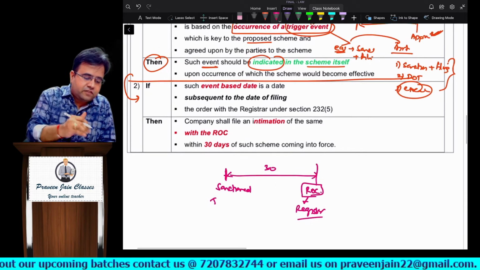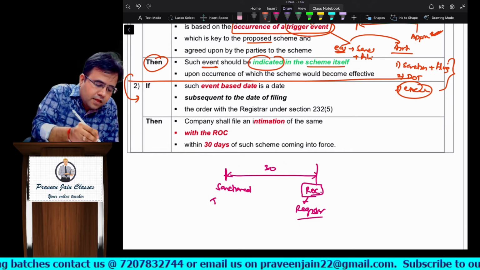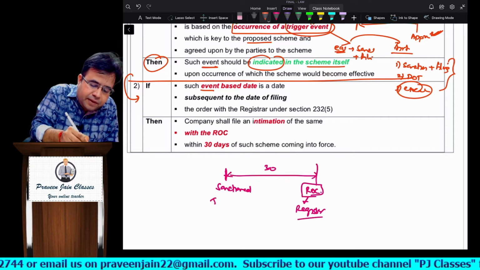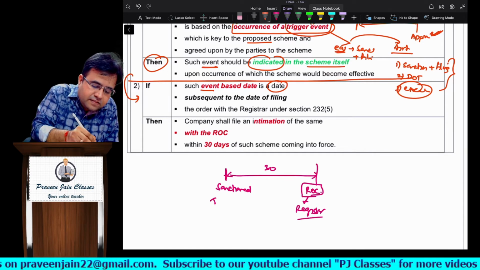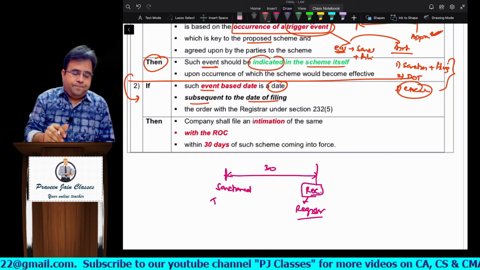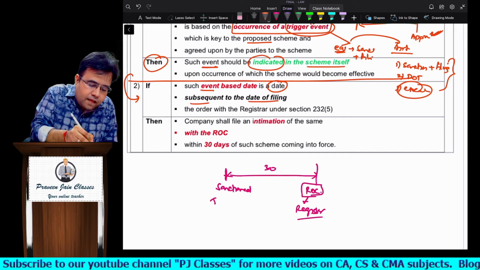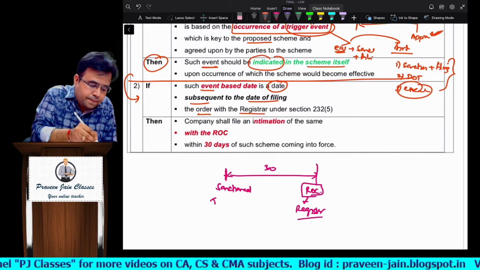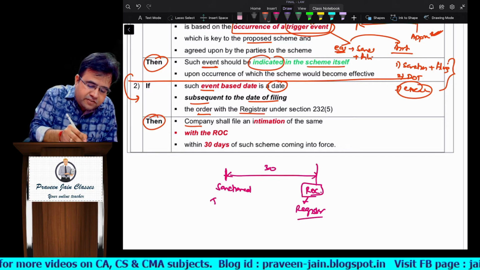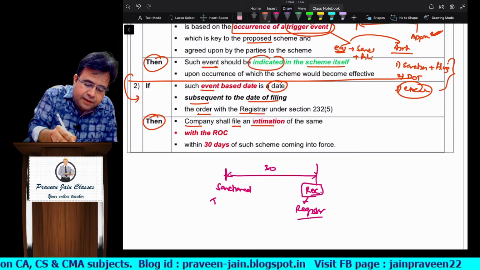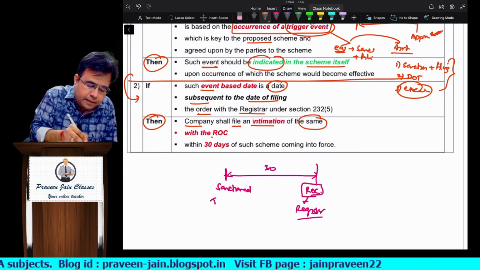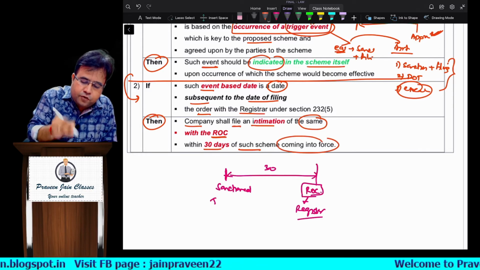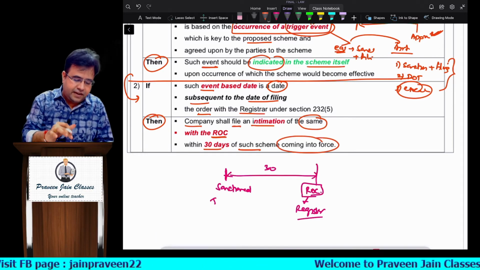Now let's see what this specific point is talking about. If such event-based date is a date subsequent to the date of filing the order with ROC, then the company shall file an intimation of the scheme with the ROC within 30 days of such scheme coming into force, sir. Now what exactly is he trying to say here, sir?